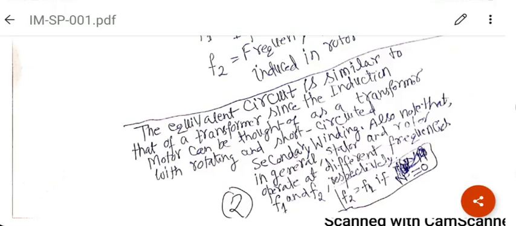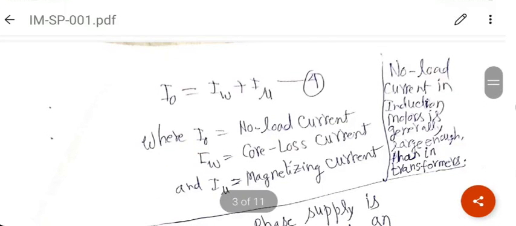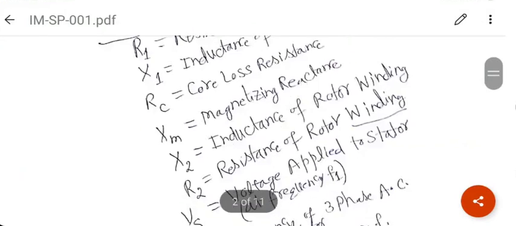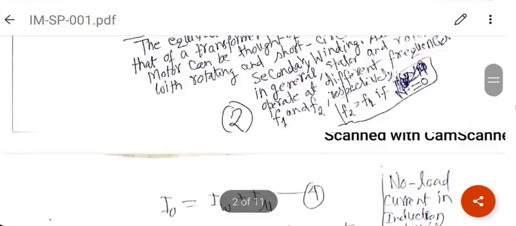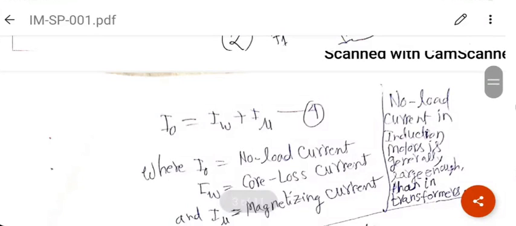Also note that in general, stator and rotor operate at different frequencies, F1 and F2. If N is 0, then F2 is F1. Well-known things. The magnetizing current that produces the required flux in the stator is I0, and it has two components, IW and I mu, like in case of transformers. That is what is captured here.